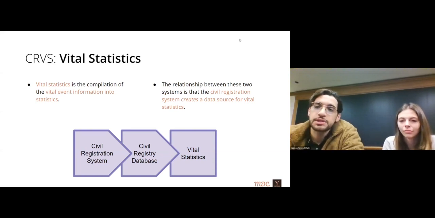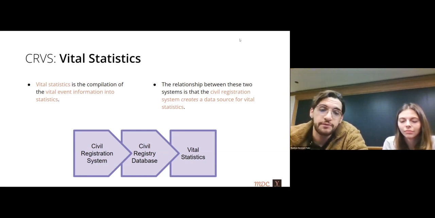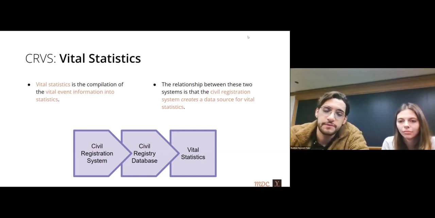This is really just the flow of the information. You have that registration system in place. You then create a database of all that information, and then you are able to use the vital statistics from that to build certain policy decisions and public health initiatives.